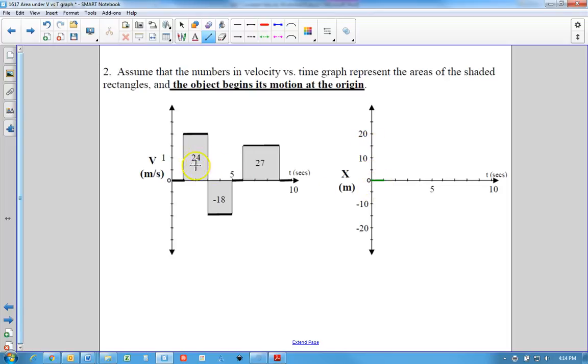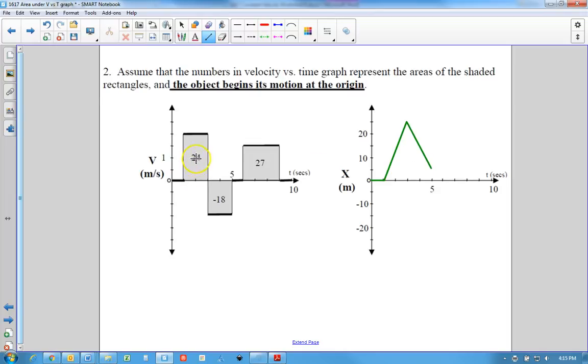If this is 24 and it lasts 2 seconds, that means this velocity is 12. So my slope has to be 12, and I've got to end up up here at 24, right about here. This is the 2 seconds that it takes, and then this is 25, so just a little bit below there. And then right after that, I've got a negative 18 displacement. So I'm going to come back down in 2 seconds from here. I'm going to come over 2 more seconds to 5.